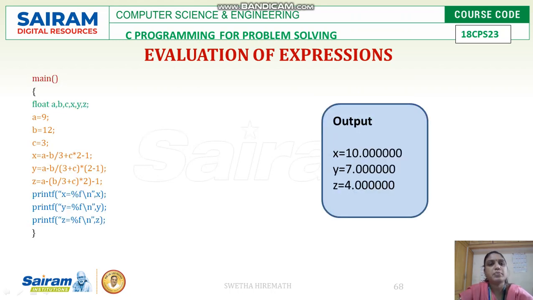We have one example program here in which a = 9, b = 12 and c = 3. Now x = a - b / 3 + c * 2 - 1.